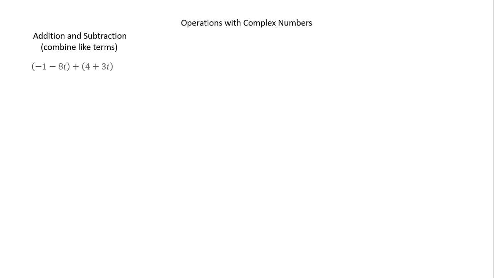So if we have something like -1 minus 8i plus 4 plus 3i, combine like terms. We're going to look at the real part, -1, 4, and the imaginary part, -8i plus 3i.